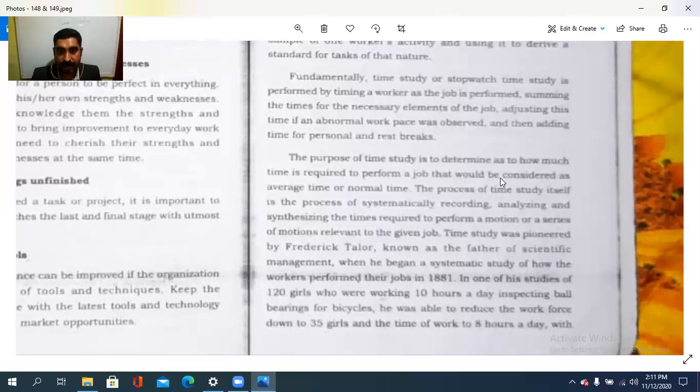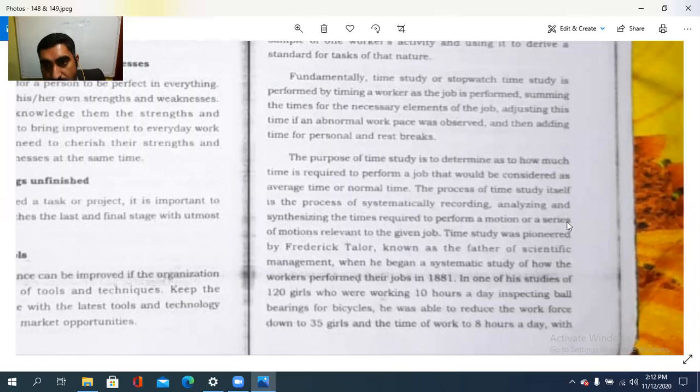അപ്പോൾ ഇവിടെ പറഞ്ഞിരിക്കുന്നത് അയാൾ ഒരു സ്റ്റഡി നടത്തി. ആര്? ഫാദർ ഓഫ് സയന്റിഫിക് മാനേജ്മെന്റ് മിസ്റ്റർ ടൈലർ. ഓക്കെ, ഫ്രെഡറിക് വിൻസ്ലോ ടൈലർ. He began a systematic study of how the workers performed their jobs in 1881. അയാളുടെ സ്റ്റഡിയിൽ 120 ഗേൾസിനെ 10 മണിക്കൂർ വെച്ച് ഇൻസ്പെക്ടിങ് എ ബോൾ ബെയറിംഗ് ഫോർ ബൈസൈക്കിൾ, അത് ചെക്ക് ചെയ്യാനായിട്ട് ഏർപ്പെടുത്തി. 120 ഗേൾസ് 10 മണിക്കൂറിലേക്ക്. Later on he was able to reduce the workforce down to 35 girls, 35 എണ്ണമാക്കി 8 മണിക്കൂറാക്കി കുറച്ചു.